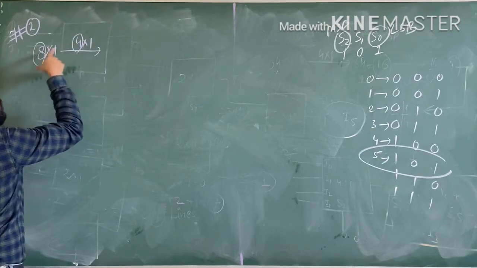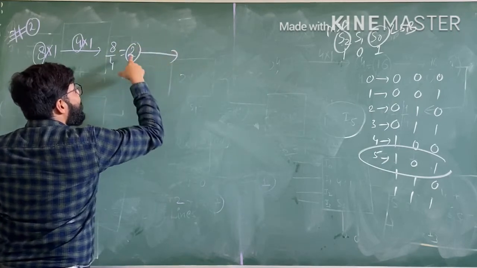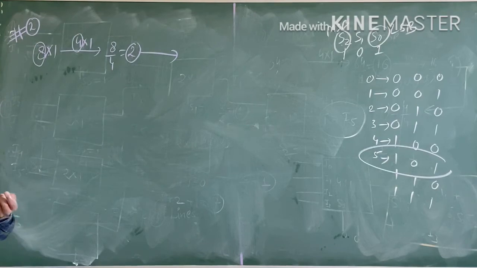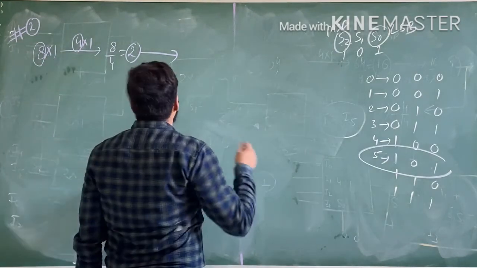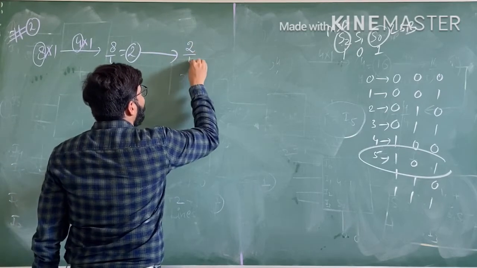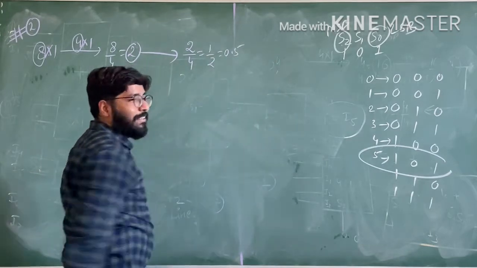You have to divide 8 by 4. You get 2. Now you have to divide this 2 by 4, but you will not get a proper answer. You will not get a perfect integer. Suppose you divide 2 by 4. You will get 1 by 2, 0.5.